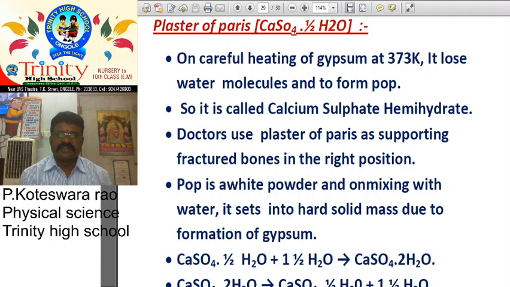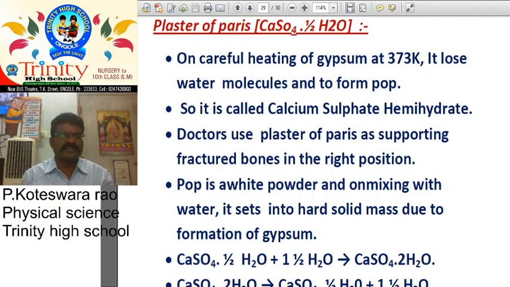What is the formula for plaster of Paris? CaSO4·½H2O. How is this plaster of Paris prepared? On careful heating of gypsum at 373 Kelvin. If you take gypsum and carefully heat it at 373 Kelvin, it loses water molecules and forms POP.